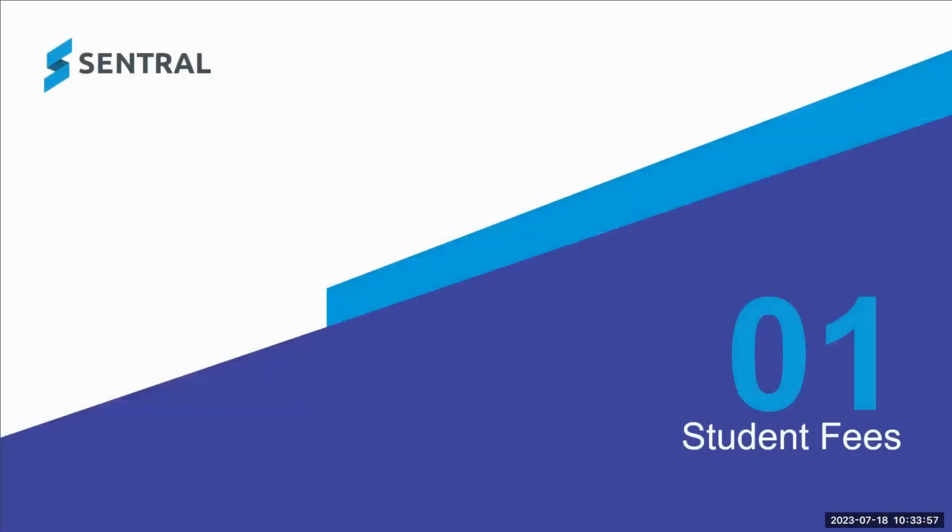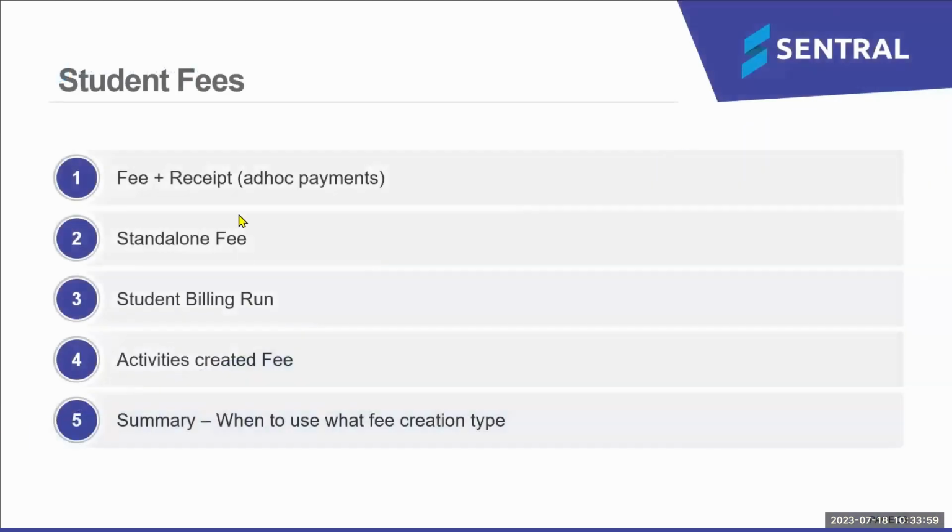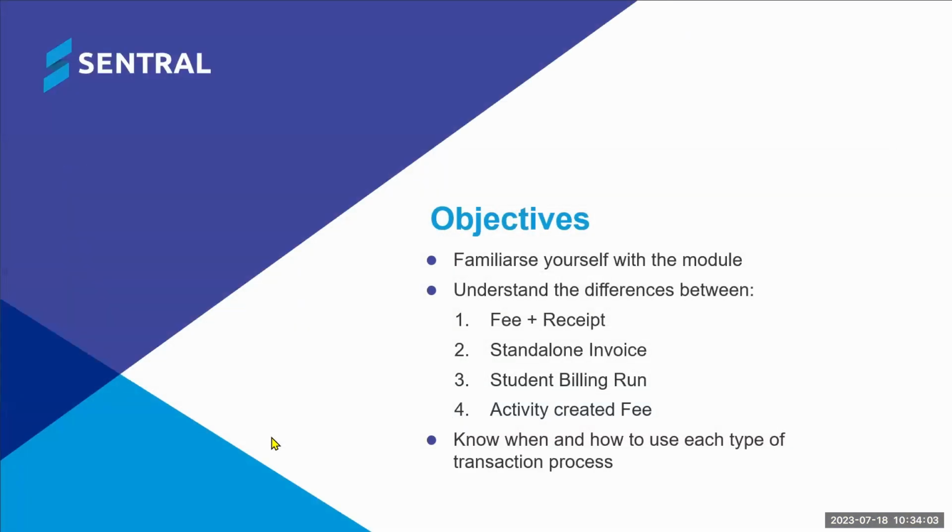So let's get started and have a look at our student fees. These are the areas that we're going to be looking at. Ideally, our objectives today are that we want you to familiarize yourself with the module, know how the module works, and know how to search for students. We want you to understand the differences between a fee and receipts, a standalone invoice, a student billing run, and an activity credit fee, and essentially know when to use each of these for your transaction processes.